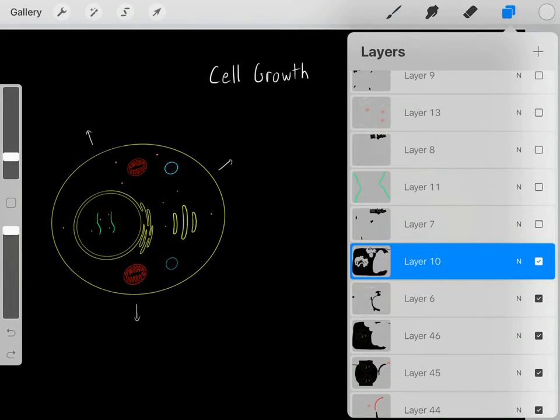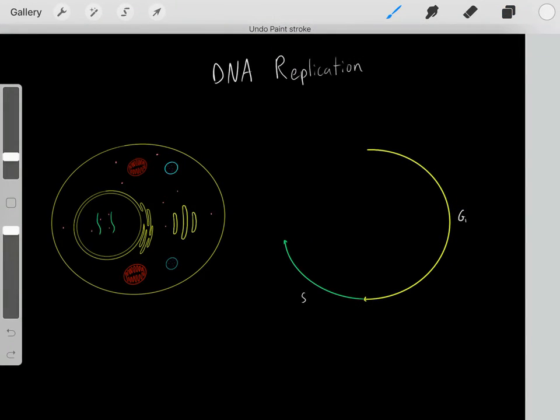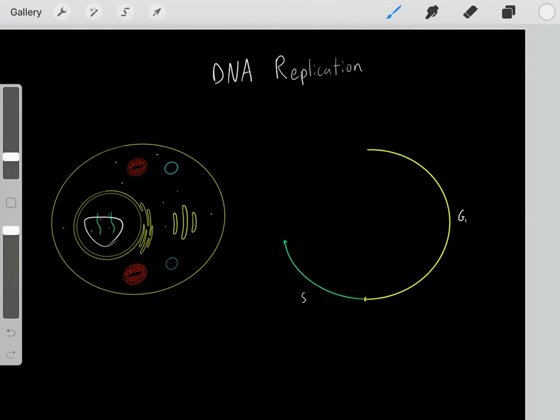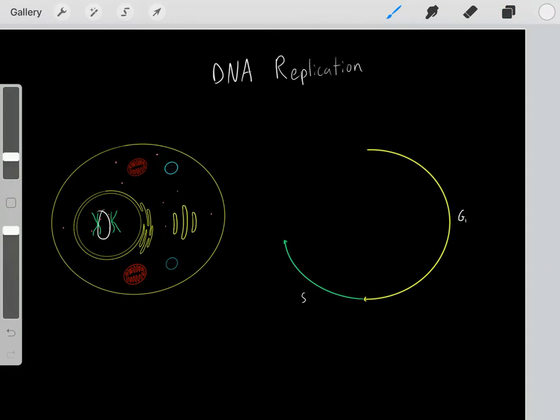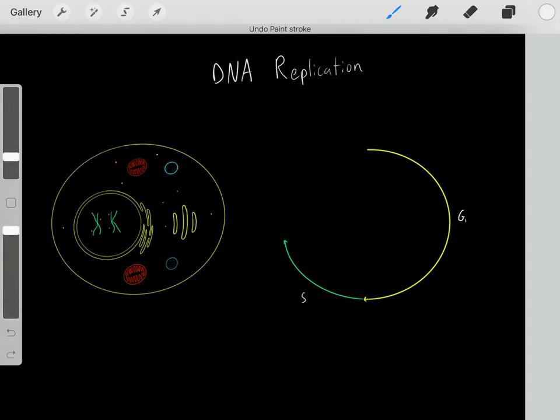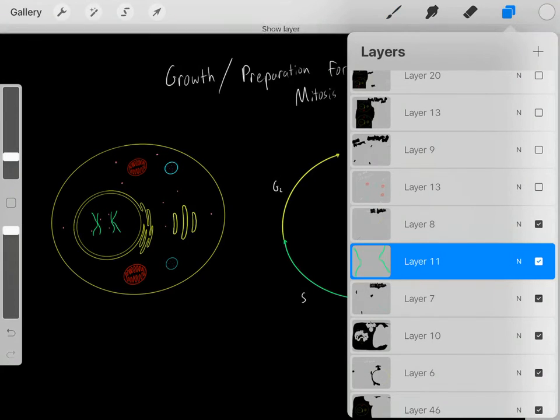So now the cell enters the S phase. And once the cell enters the S phase, this should be characterized by DNA replication. Now, during the S phase is when we replicate our DNA. So now we replicate our DNA using the enzymes we made during the G1 phase. Now, once we've replicated our DNA, now the cell enters the G2 phase.